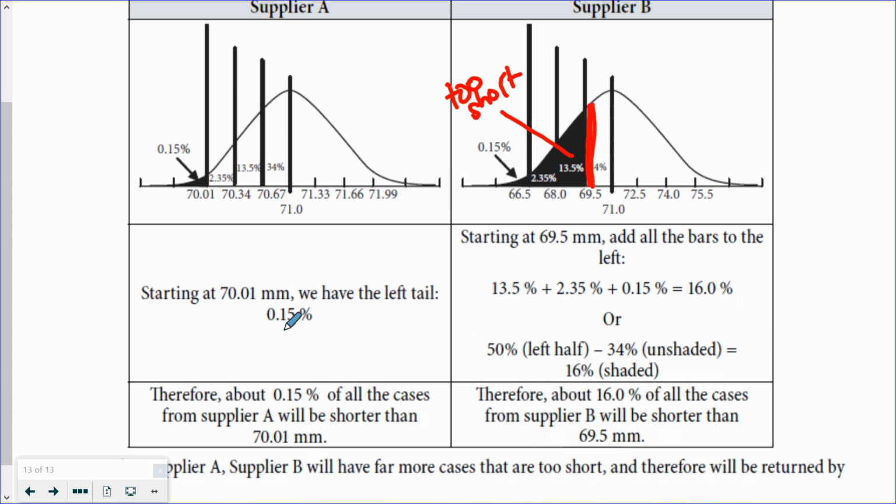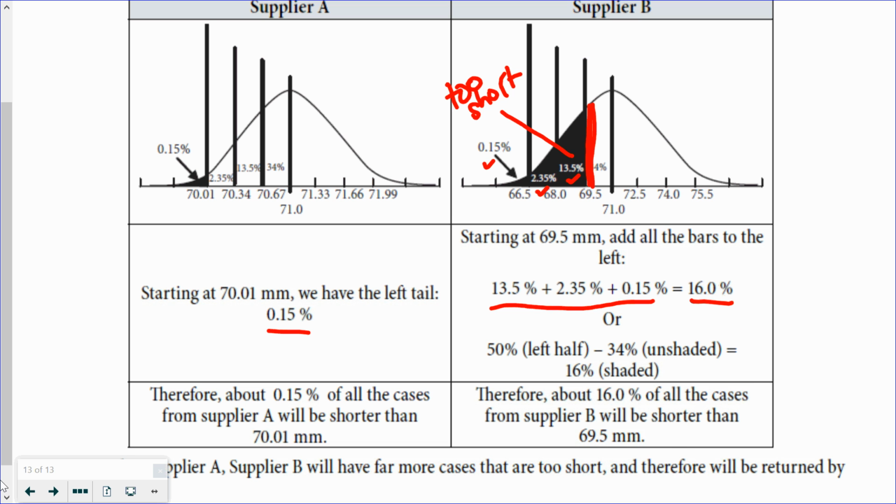So like we said on that first one, 0.15%. Whereas with this one, if we added up all the bars to the left, this is only this part plus this part plus this part is 16%. But we know that I also said you'd actually have to add a little bit of this as well. So it's at least 16% of it are way too short, and therefore you'd have to check them out.